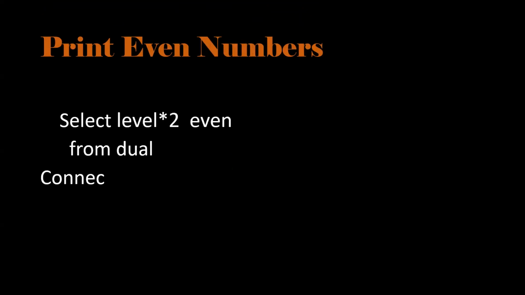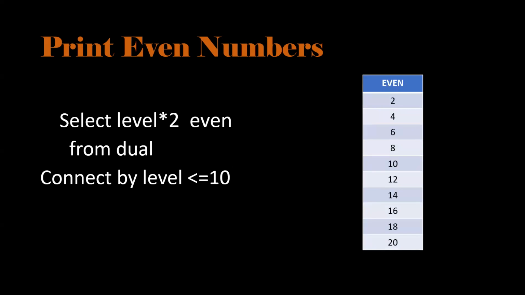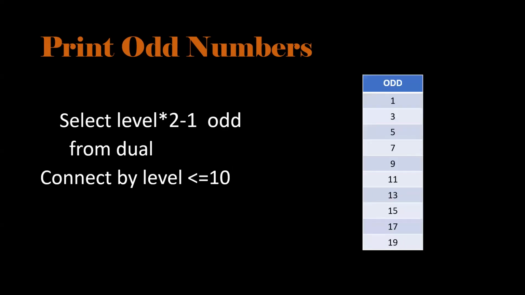Now we'll see how to print even numbers. We're just multiplying with 2. So 1 into 2, 2, 2 into 2, 4. So even numbers will be printed on the console. Next one is how to print odd numbers. This is similar to even numbers, just we are multiplying with 2 and subtracting 1. So odd numbers will be printed on the screen.